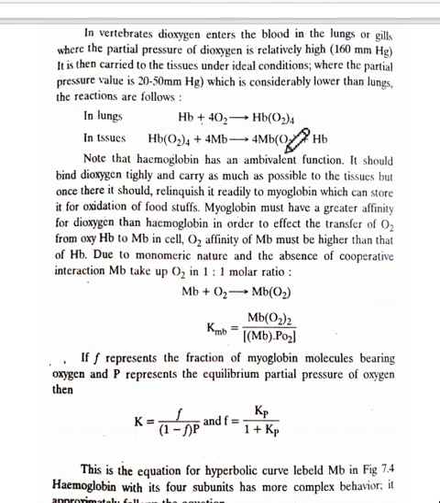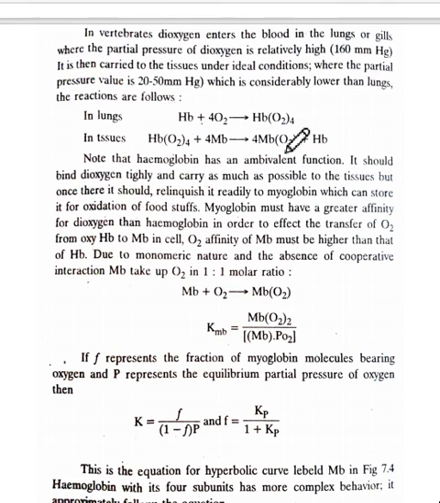Hemoglobin has ambivalent functions. It should bind dioxygen tightly and carry as much as possible to the tissues, but once there it should relinquish it readily to myoglobin, which can store it for oxidation of foodstuffs. Myoglobin must have greater affinity for dioxygen than hemoglobin in order to effect the transfer of oxygen from oxyhemoglobin to myoglobin. In the cell, oxygen affinity of myoglobin must be higher than that of hemoglobin.